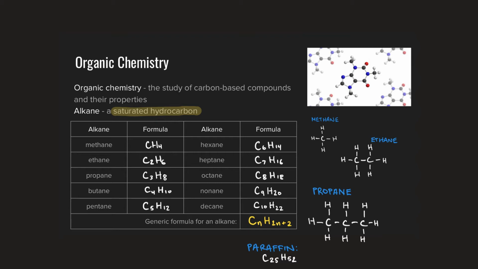Please do commit these first 10 alkane names to memory here: methane, ethane, propane, butane, pentane, hexane, heptane, octane, nonane, and decane. And we'll move on now to some more complicated organic molecules.